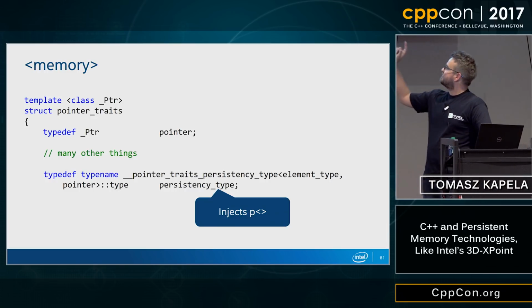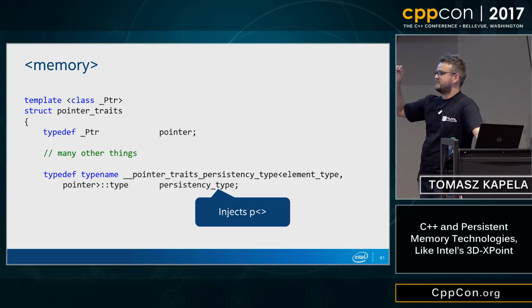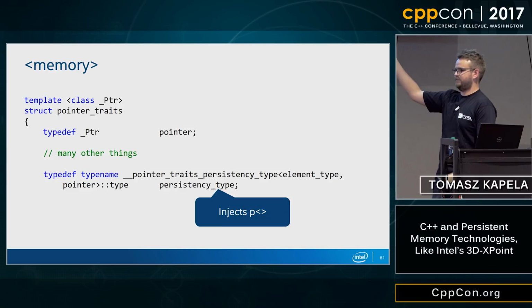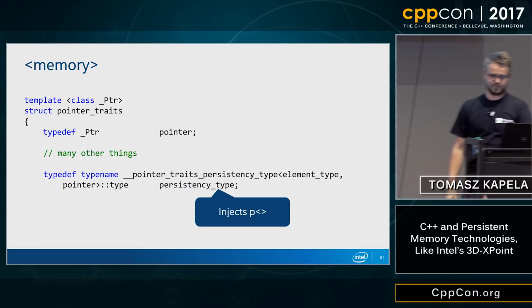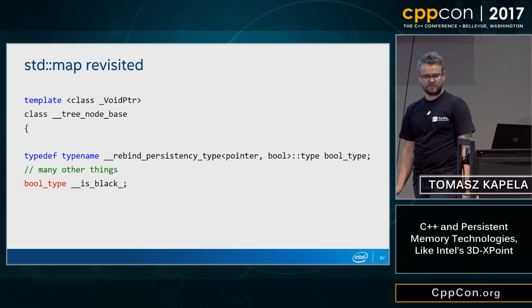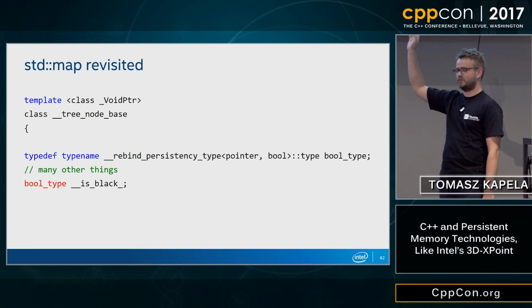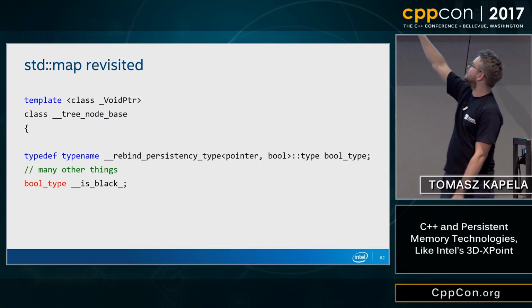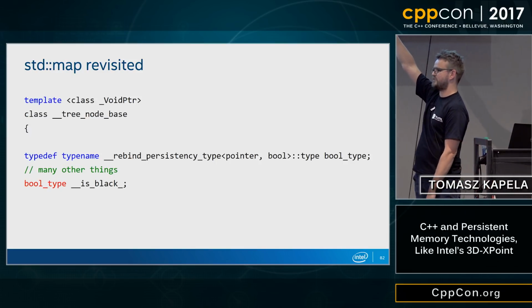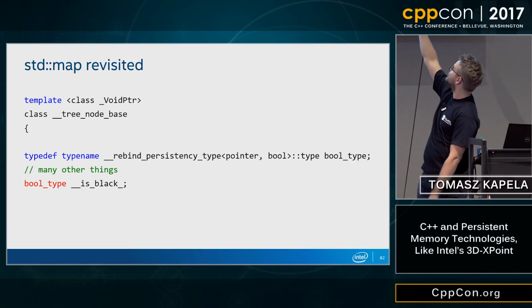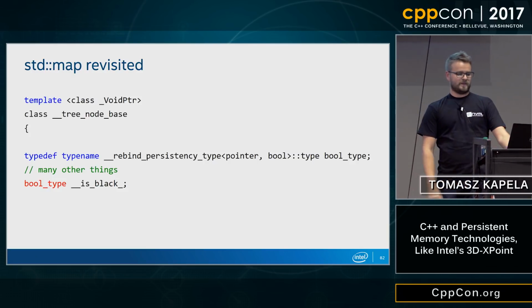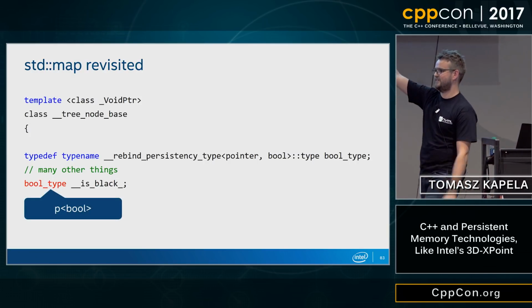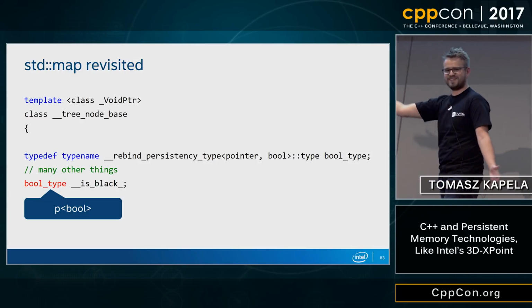What it does, in the pointer trace, it defines an optional typedef that if you don't define, then it falls back to a default type, and if you do, then it's going to be used. It's a nifty trick in the standard library. The rebind persistency type, which you can see up there, takes your pointer, which at this moment is a void pointer, so it's a persistent pointer to void, rebinds it to a persistent pointer to bool, and extracts the persistency type. So right now, the bool type that you can see is actually P from bool. And that's exactly what we wanted, right?